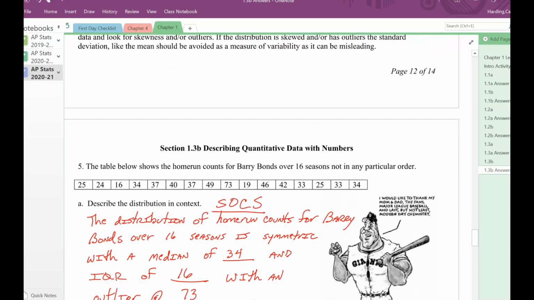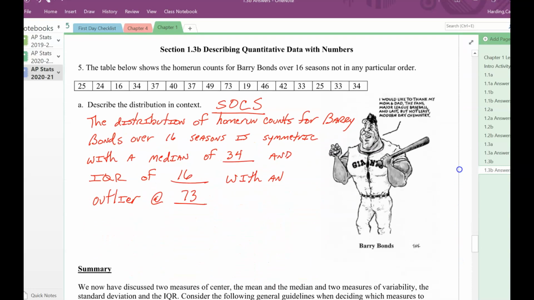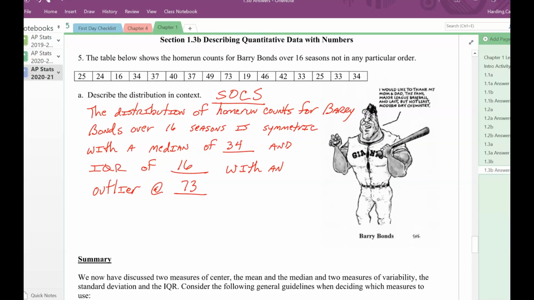Take a look at the example here. Table below shows the home run counts for Barry Bonds over 16 seasons, not in any particular order. It says, describe the distribution in context. Well, I would like you to put these numbers in order, and I want you to verify what you see. Measures of center, measures of variability. Tell me what the shape is. Are there any outliers? And it says in there, once you get it all graphed out, you should see something that is fairly symmetric.